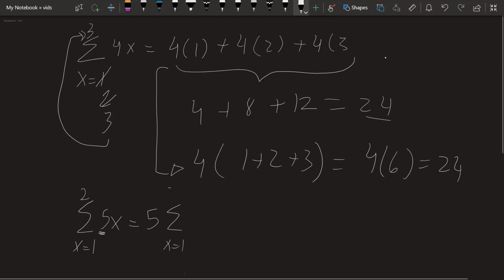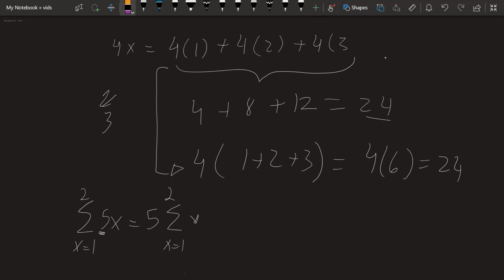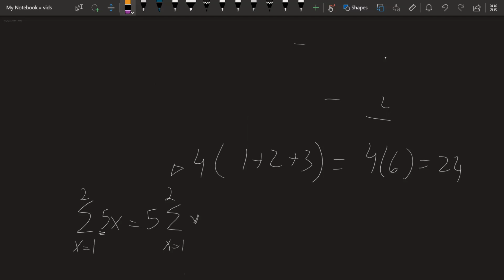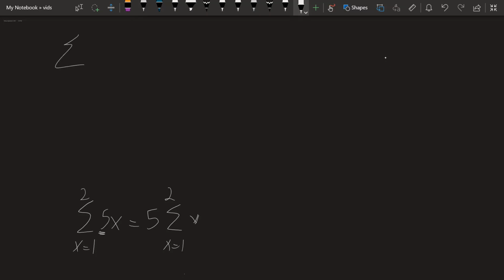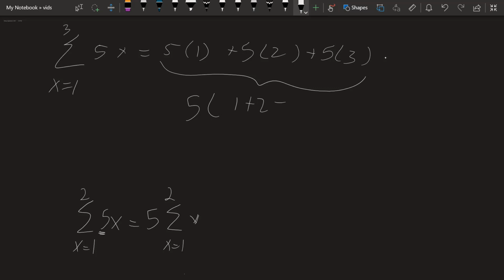I'm going to show you how again in a more beautiful fashion. So let's erase everything on the screen and let's write this down again. Let's say you have sigma as x goes from 1 to 3, 5 multiplied by x. Well, this is 5 times 1 plus 5 times 2 plus 5 times 3. Well, 5 can be factored out: 1 plus 2 plus 3. And this 1 plus 2 plus 3 is basically sigma as x goes from 1 to 3 of x. And then you multiply this by 5 because we factored out the 5.